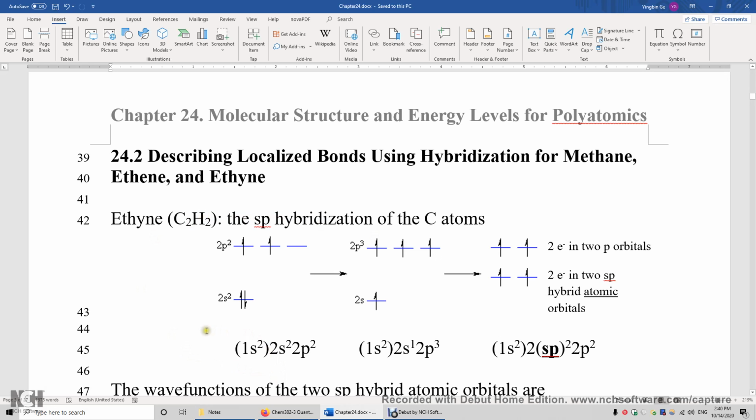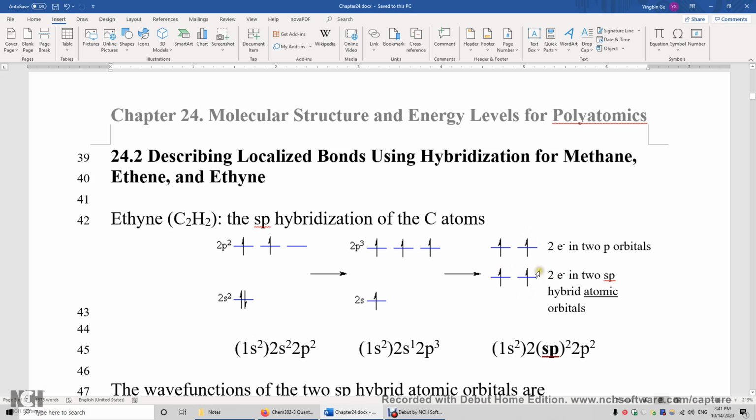This is the electron configuration of carbon. This is the atomic orbital diagram of carbon. So now we promote one of these two electrons to here. And then we have one electron occupying each of these four orbitals. Now we're going to have this one and this one be mixed to create two sp hybrid atomic orbitals. And then these two are still just p electrons.